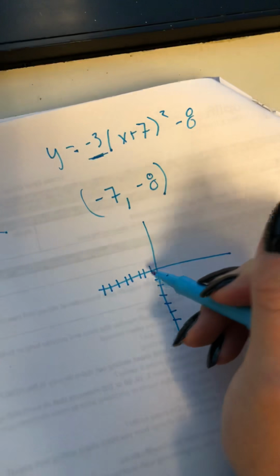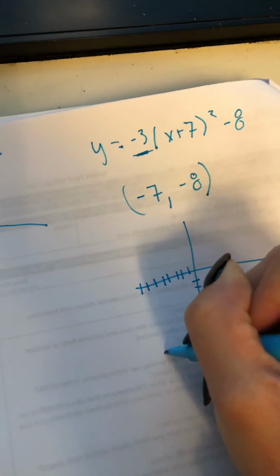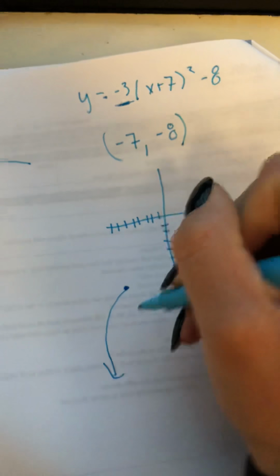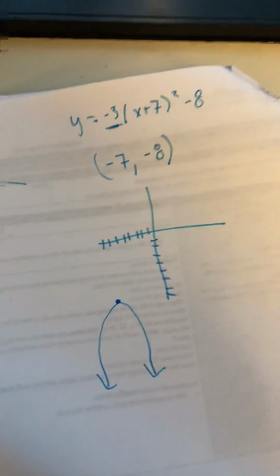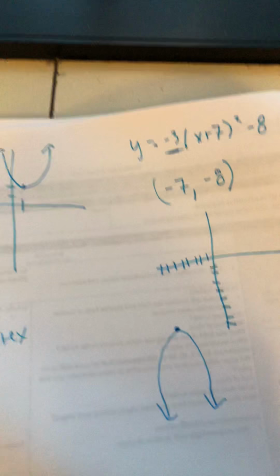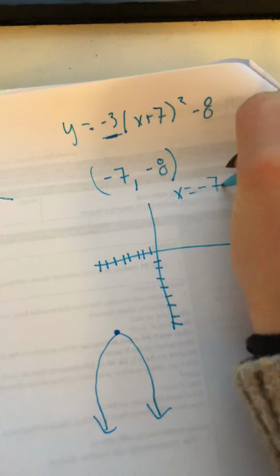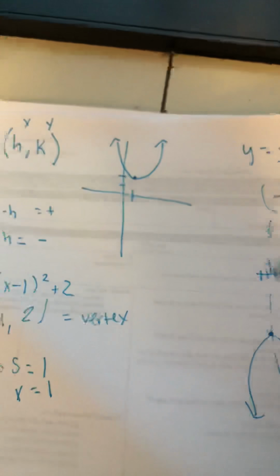I went 7 to the left because of my x and 8 down. I placed my vertex. I already said because of this negative number, it's going to be facing down. Good. And again, my vertex is a maximum here. My axis of symmetry is x equals negative 7, because it's always going to be my x value of my vertex.